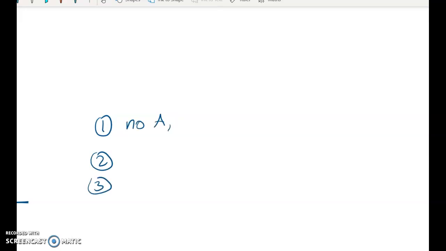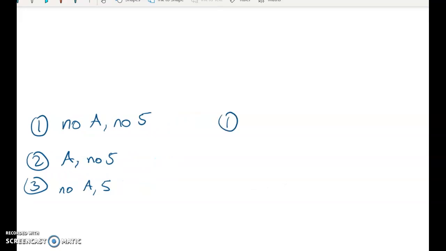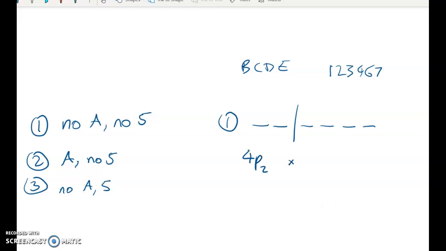No A, no 5, A but no 5, and no A but 5. Okay, scenario 1, no A and no 5. Not too bad. We've got B, C, D, or E here, and we've got 1, 2, 3, 4, 6, 7. So it's going to be 4P2 times 6P4.